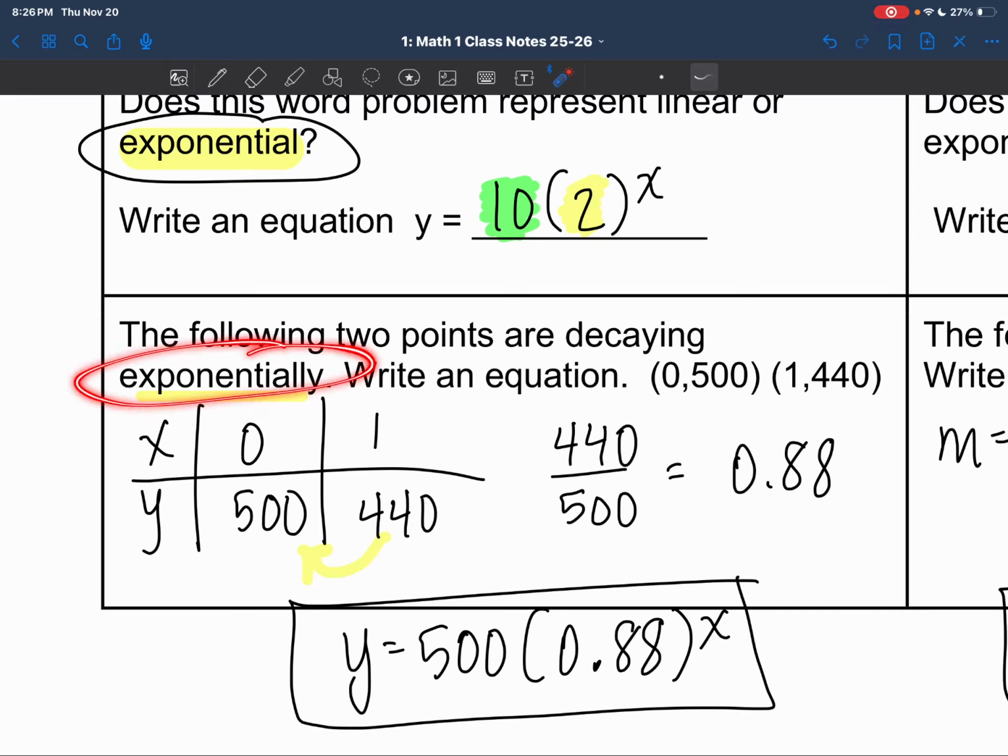Now, since we already know it's exponential, we have to find the rate by taking this one and putting it over the previous. So 440 divided by 500 equals 0.88, or 88 hundredths. So let's put it all together. I know my y-intercept is going to be 500, and I know my growth rate is going to be 0.88 because that's what we found here. And then we just put it to the x power.